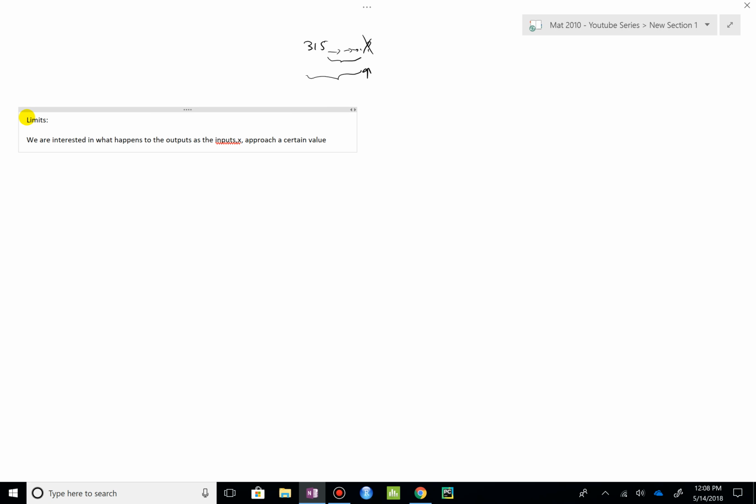So this is all circling around you going towards a certain value, like when we did with the approaching 3. We made our x values get closer and closer and closer to 3, and we looked and saw what was happening to the y values. Okay, approaches a certain value. Let's call it, I don't know, a.